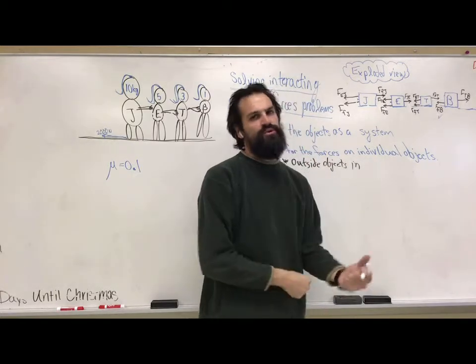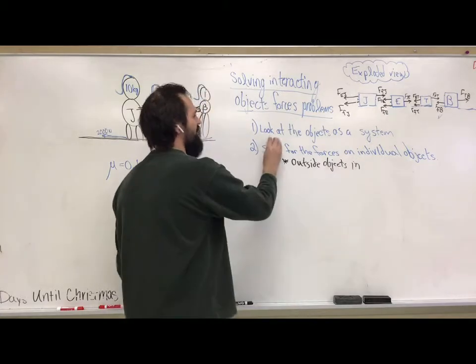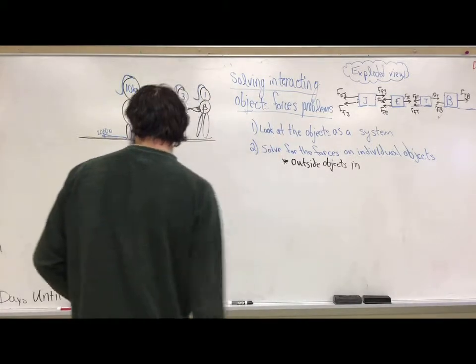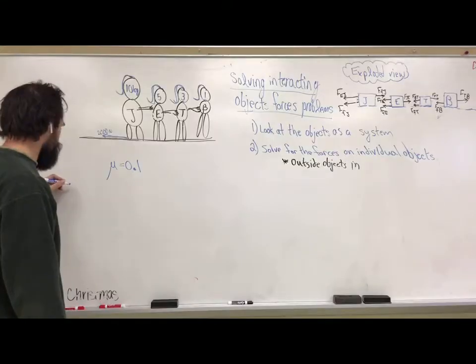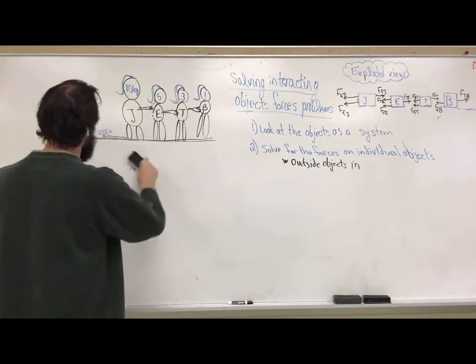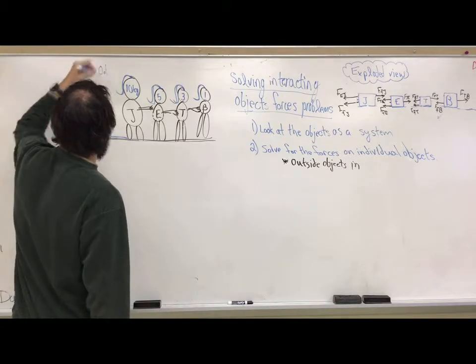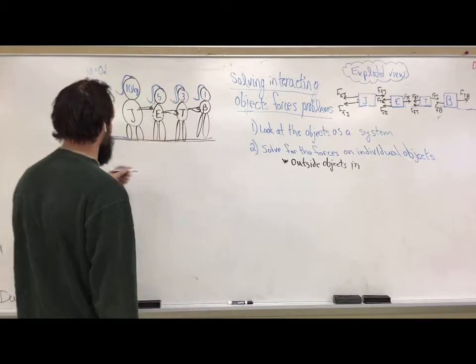But we still don't have acceleration. And that's why we need to look at the objects as a full system. So if we start over here, and I'm going to move my coefficient of friction a little bit higher up. Mu equals 0.1, and that's between all of their shoes and the floor.